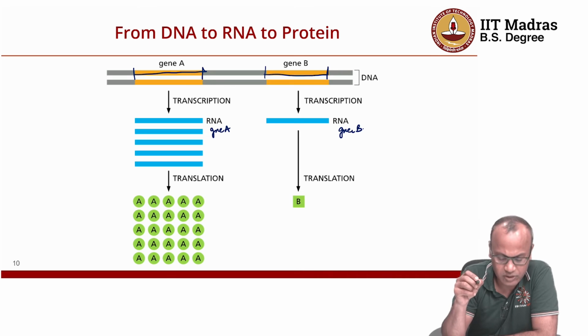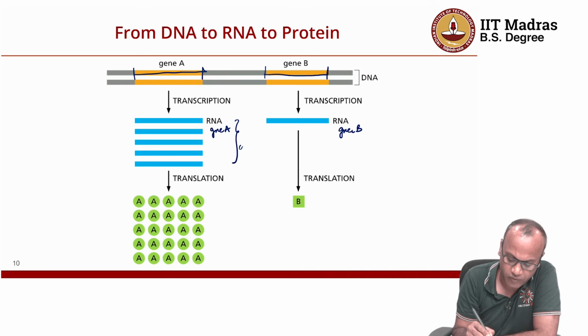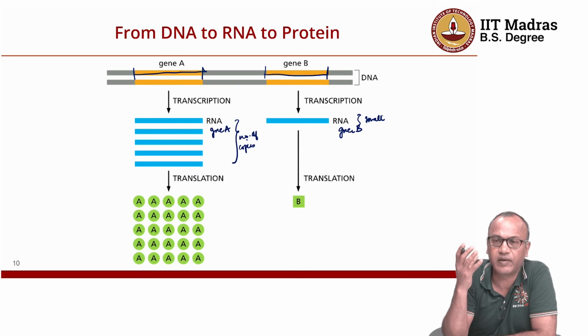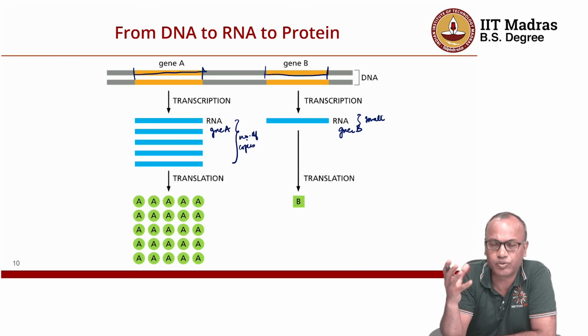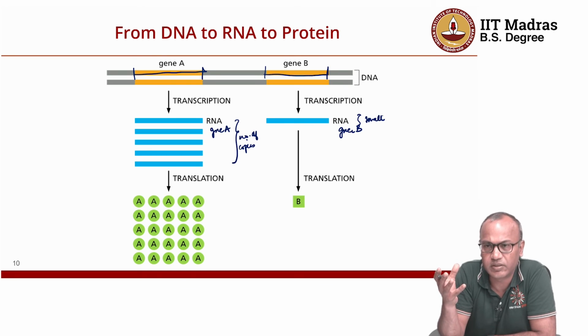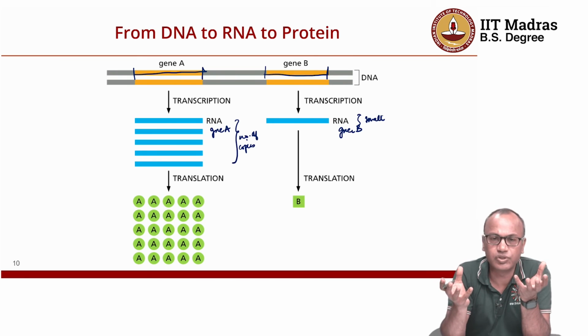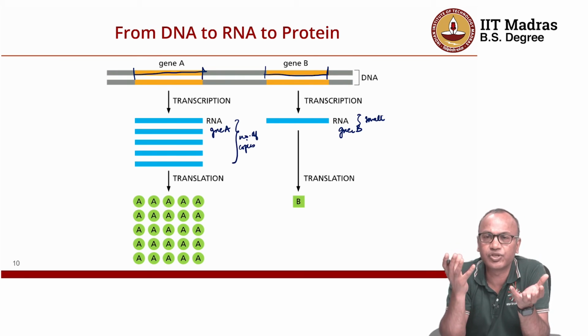Another thing that RNA allows us to do is to increase the number of copies. So here the number of copies is large, here the number of copies is small, which means that a cell can now regulate how much protein or functional unit needs to be produced. If it needs to be produced in large quantities, you make a large number of RNA molecules of the same gene. If the proteins are to be produced in small quantities, you produce small quantities of RNA. So this allows differential regulation of a gene.